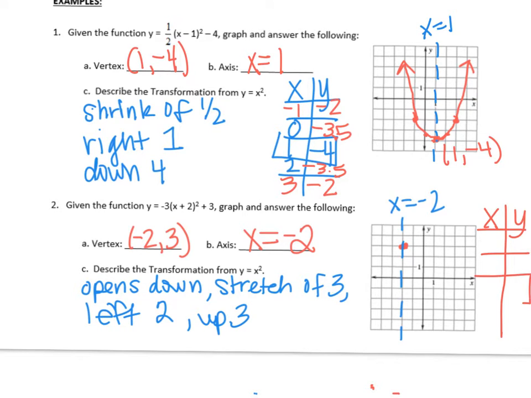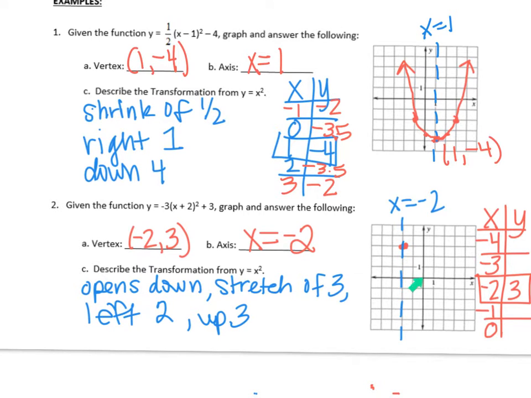My vertex goes in the middle of my table, negative 2, 3. One smaller than negative 2 is negative 3. Another smaller is negative 4. One bigger than negative 2 is negative 1. Another bigger is 0. And then I'm going to look at my a value here. It's negative 3. So if I go 1 from the middle, I'm going to go down 3.